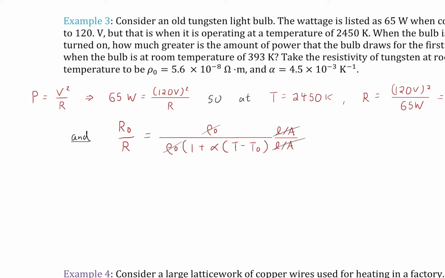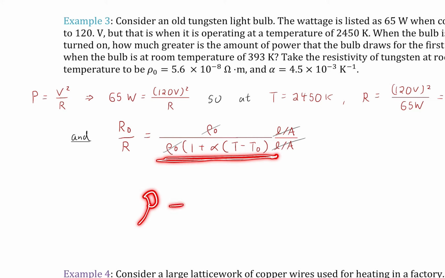So what we're going to do is consider this ratio of the initial resistance over the operating resistance. Now the initial resistance is just going to be rho naught. Why is that? Well, if you think about this expression, here's the expression for temperature dependent resistivity. Well, you consider that, right?